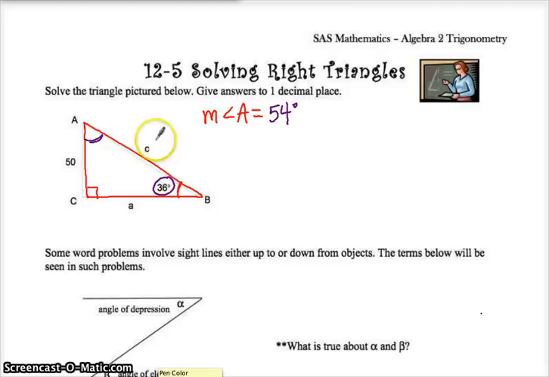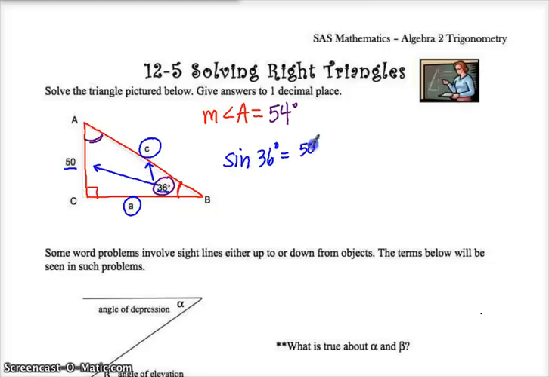The second thing you need to do is find the measure of C and the length of A. So how do you do that? You have to use sine, cosine, or tangent. Always try to use the given information. So you have 36 degrees, you have 50, so you have to use that given information. If we want to find C, this is opposite, this is hypotenuse, so I have to use sine. Sine of 36 degrees equals opposite divided by hypotenuse.